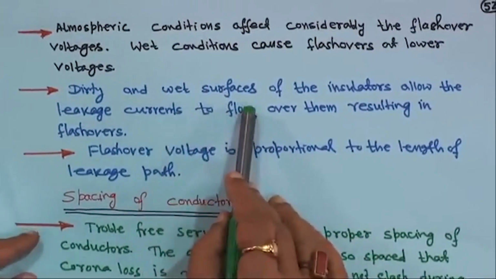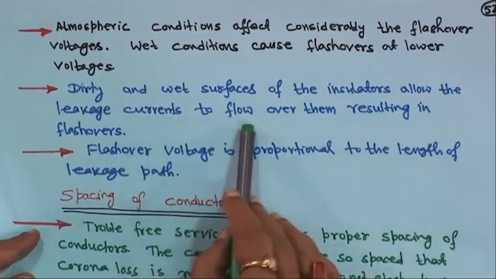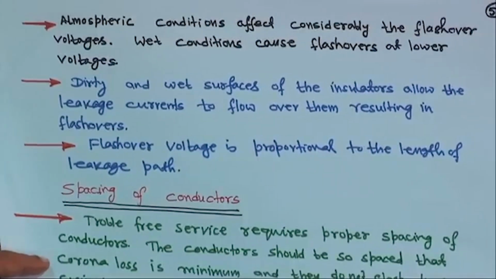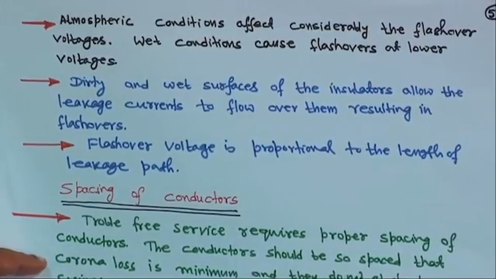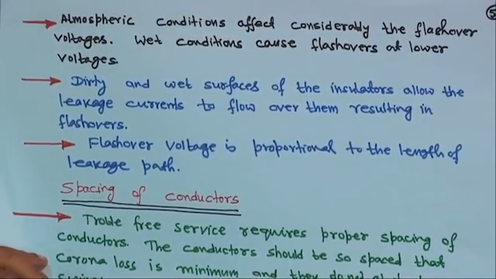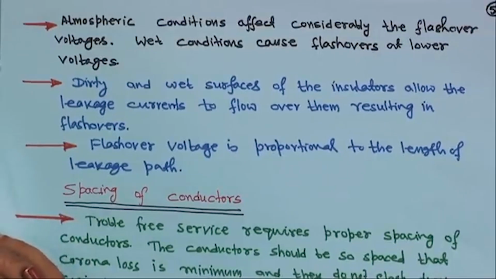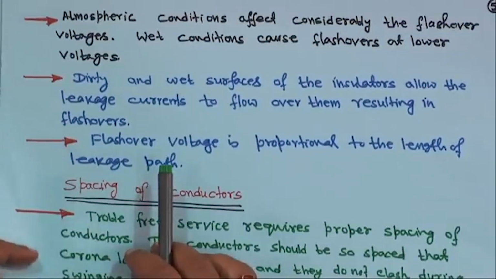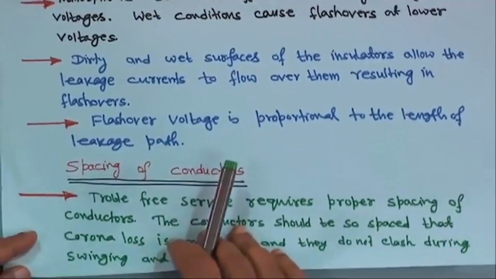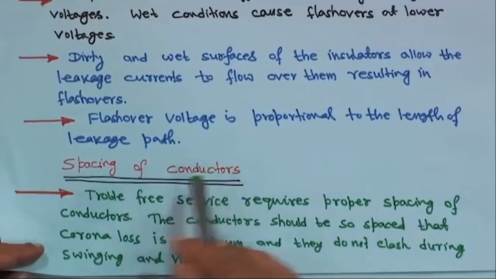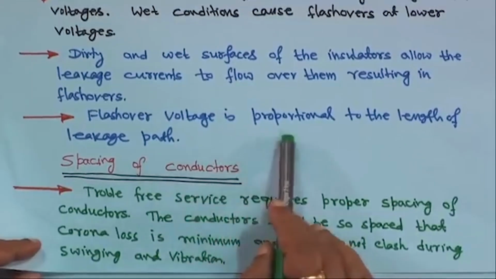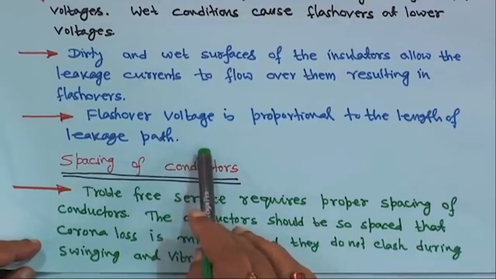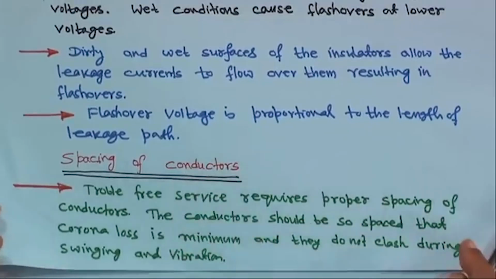Dirty and wet surfaces of the insulator allow leakage currents to flow over them, resulting in flashover. Naturally, if dirty and wet surfaces are there, the insulator gets a conducting path, therefore the possibility of flashover is there, but generally it does not spoil the insulator. The insulator can withstand such flashover. Flashover voltage is directly proportional to the length of the leakage path.